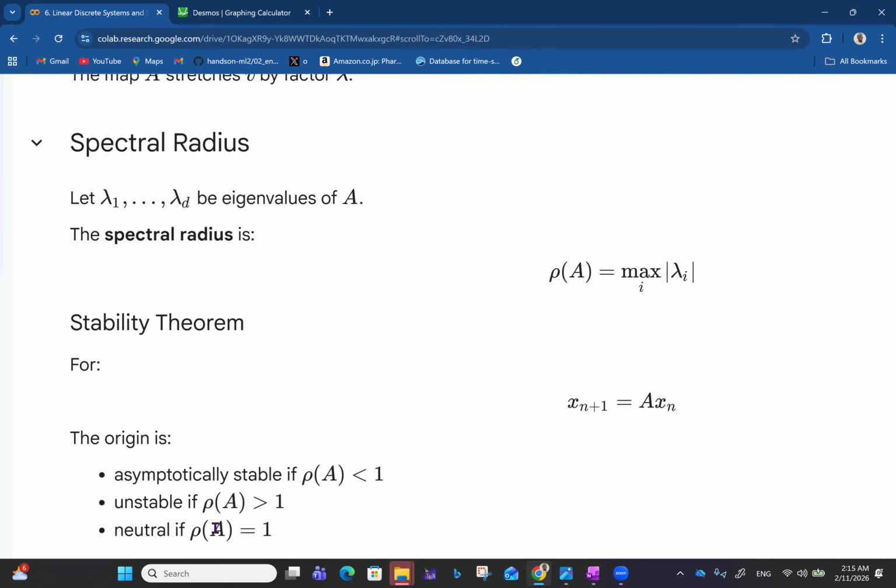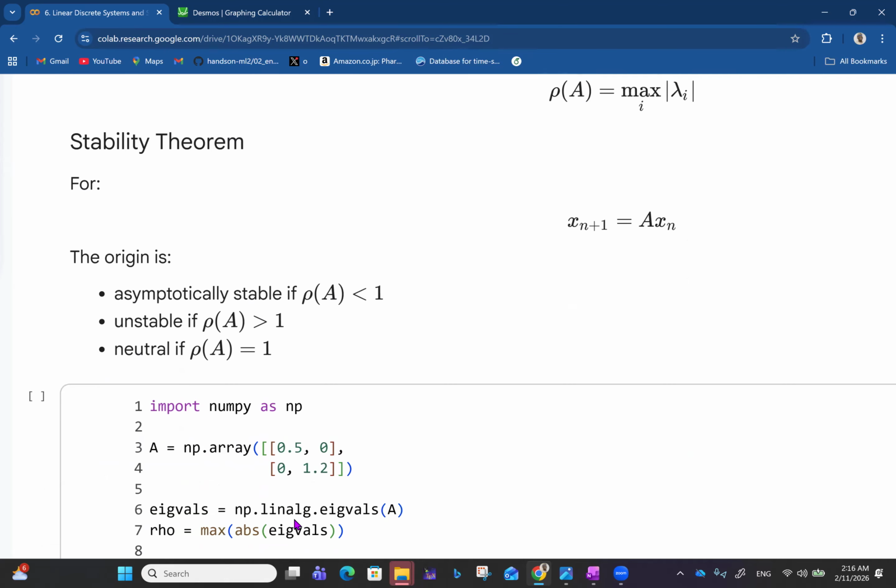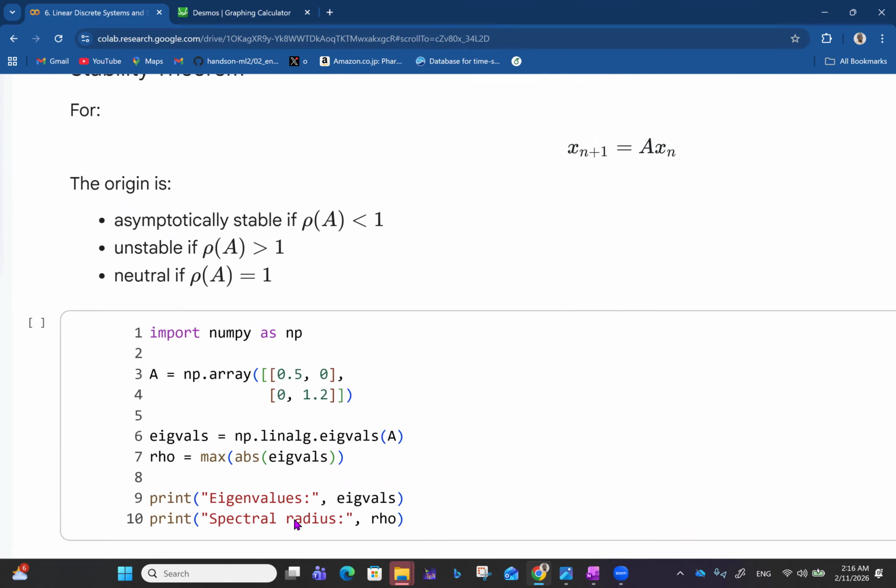Then it is neutral if rho of A is equal to 1. In this case, the disease is not dying out and it is not spreading. So it's more like when something has become endemic. It's like when we talk about malaria in a place like Nigeria. People have taken malaria as a regular part of life. Some people even expect it. So it has become endemic somewhat. Okay, so we have that kind of idea here.